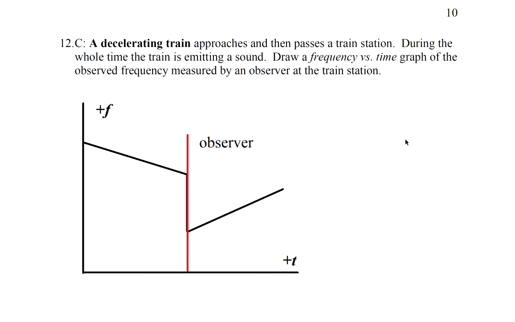Question 12. A decelerating train approaches and then passes a train station. During the whole time the train is emitting a sound. Draw a frequency versus time graph of the observed frequency measured by an observer at the train station. Because it's slowing down, the observer is going to detect a decrease in frequency. When the train passes the observer, it's slowing down, so you could say it's being pushed to the left towards the observer. That's why the observer is going to detect an increase in frequency.